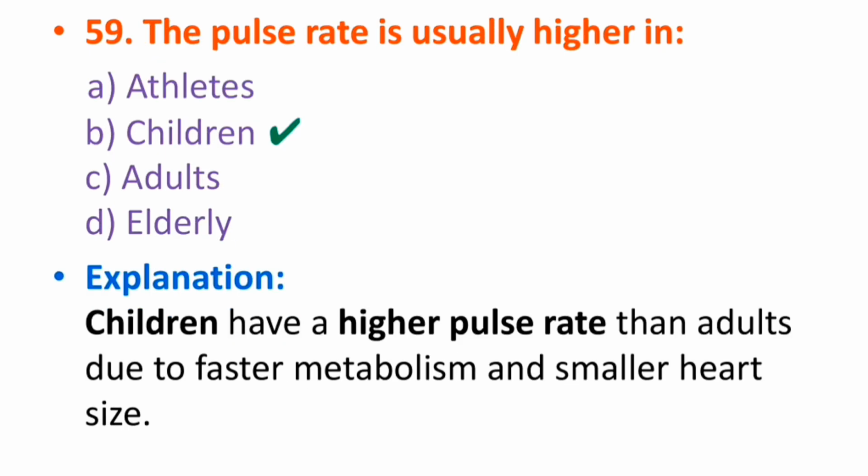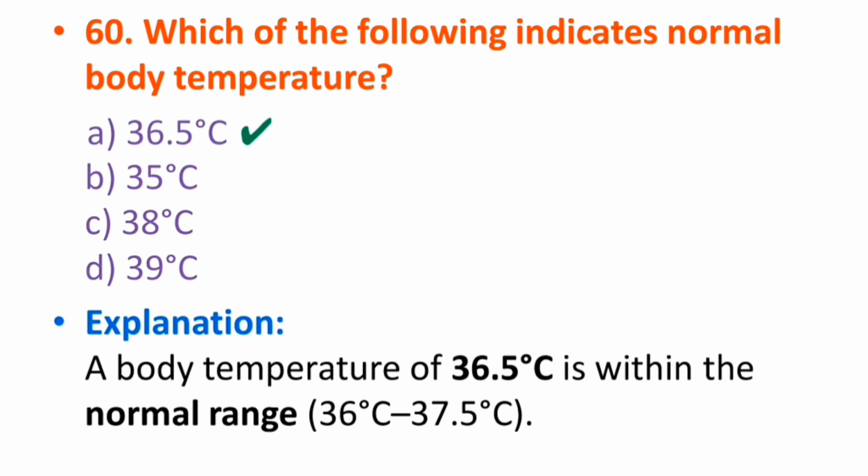The pulse rate is usually higher in option A, athletes, option B, children, option C, adults, option D, elderly. The correct answer is option B, children. Children have a higher pulse rate than adults due to faster metabolism and smaller heart size.